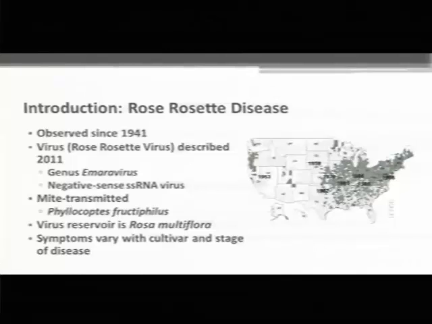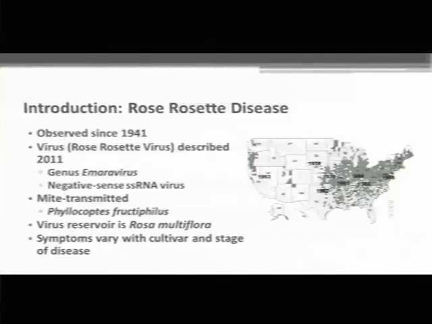It wasn't until 2011 that the causal agent was identified. It's a virus. It's called rose rosette virus, and it's tentatively been put in the genus Emaravirus. Emaraviruses in general are not very well understood. It's a relatively new genus and hasn't even been assigned to a family yet. But they are all negative sense single-stranded RNA viruses, and they all have in common that they're mite transmitted.